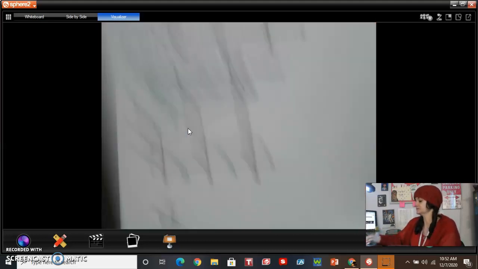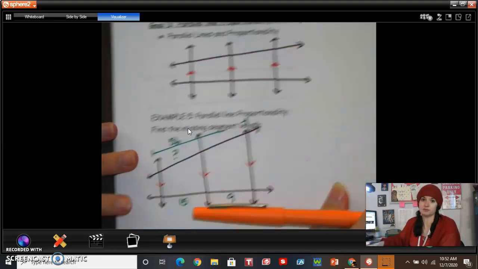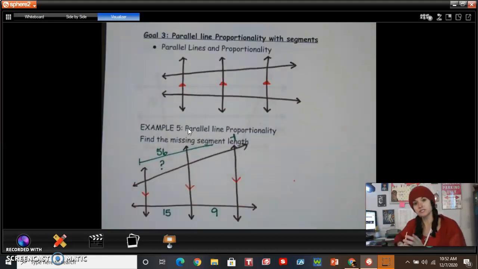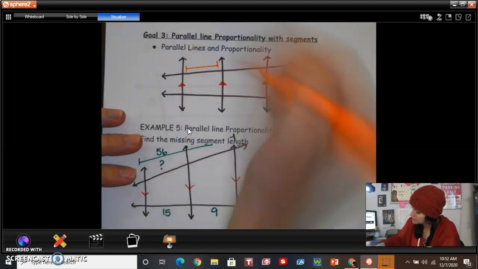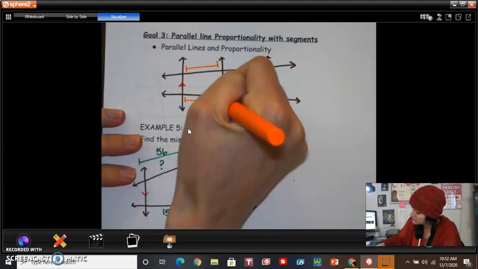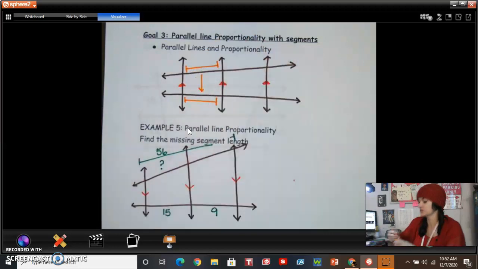All right, now, goal number 3, parallel lines and proportionality. This is just like what we did with triangles, but it's all about, again, matching up. So, for instance, if we have this side, it matches up with this side. See, they're right across from each other.